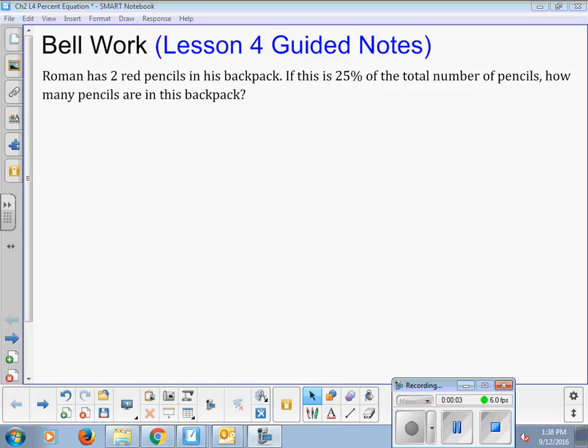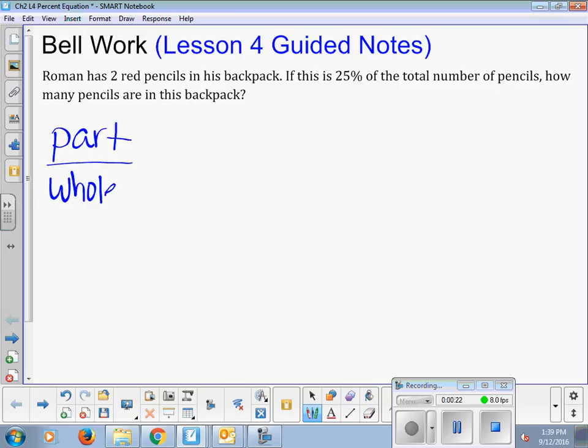Today, Roman has 2 red pencils in his backpack. This is 25% of the total number of pencils. How many pencils are in the backpack? So what we need to do, we can use the percent proportion. We have part over whole equals percent over 100, and let's fill in the values that we know.